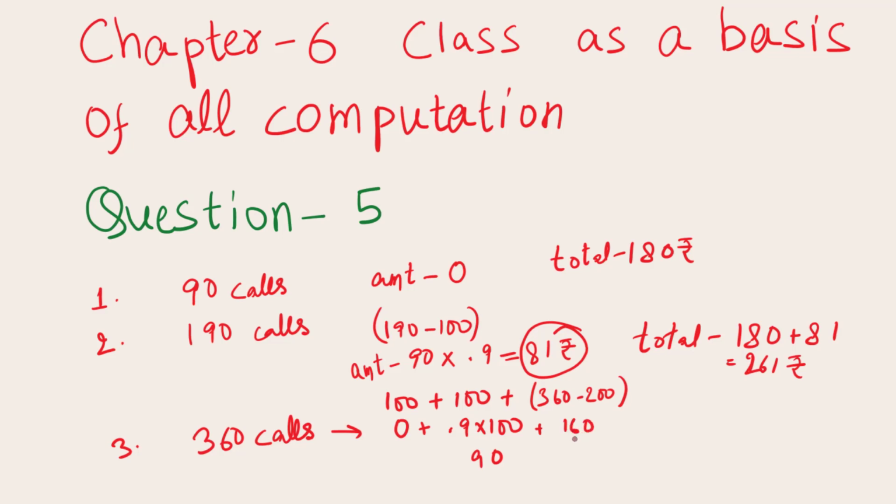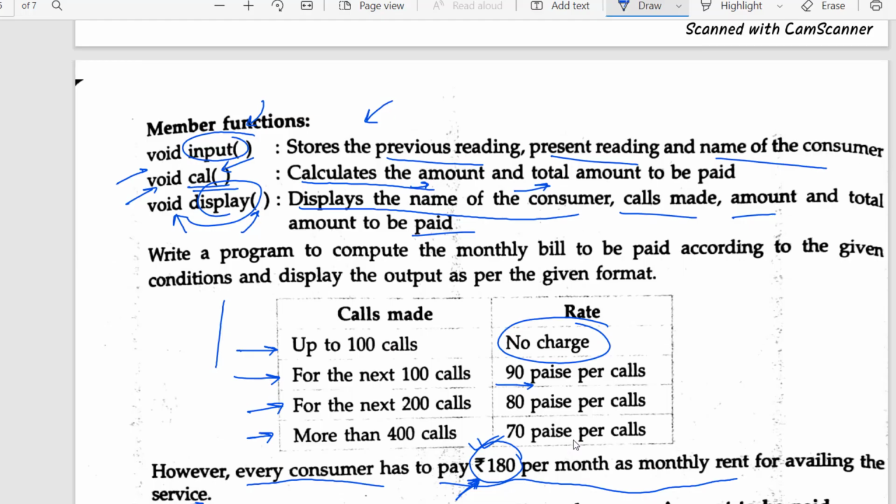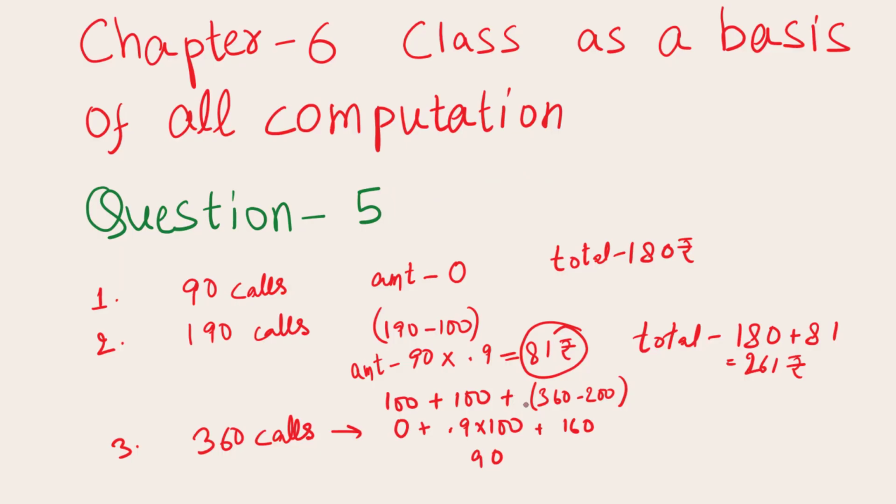160 calls are left, and for 160 calls, what is the charge you have to pay? 80 paisa per call, that is 0.8. So now 16 into 8 is 128. So what you have to pay is 128 rupees here. So the charge that you have to pay is 90 rupees plus 128 rupees. This is what you will store in AMT.